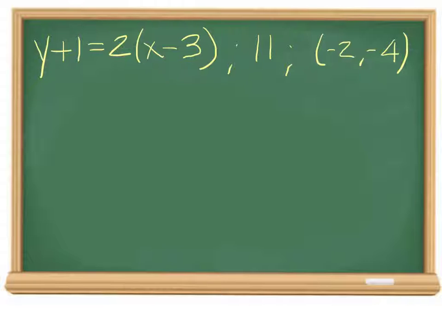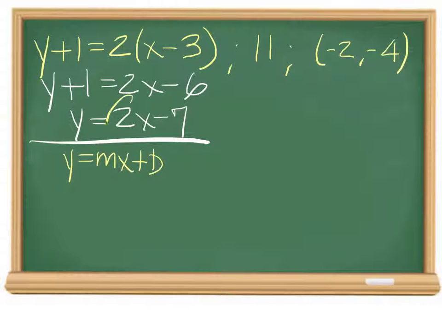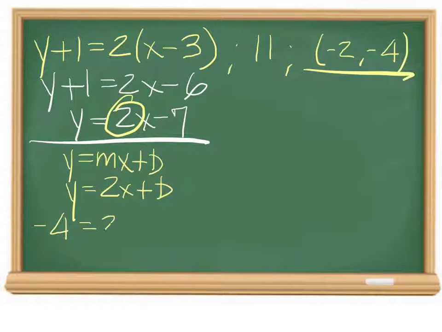On the practice problem, you should have y plus 1 equals 2x minus 6, and then move the plus 1 to the right, make it minus 1, and thus having the equation be y equals 2x minus 7. Create a new equation, y equals mx plus b, and use this slope since it's parallel, and then insert this point. Negative 4 equals 2 times negative 2 plus b. Simplify on the right.